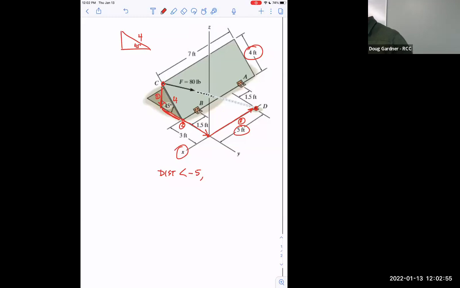and then this angle right down here is 90. So thankfully it's at least regular trig and not law of sines and law of cosines. So I won't belabor the point with this, but if you did sine and cosine of that 45, both of these are 2.83 approximately.